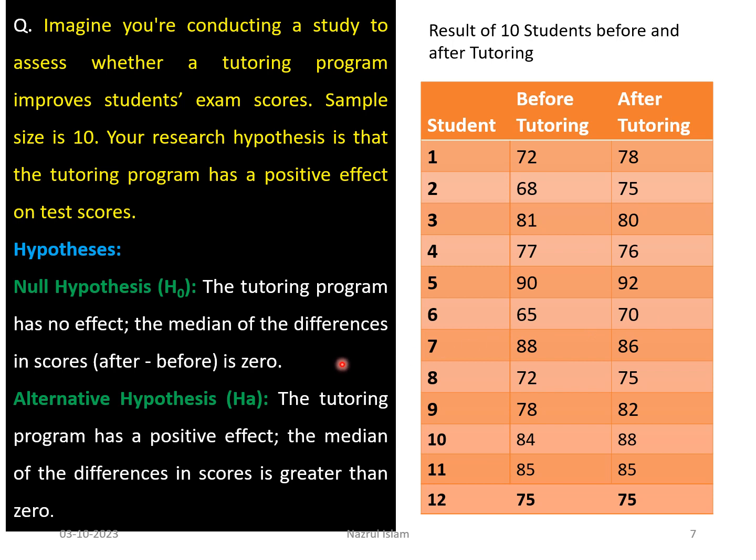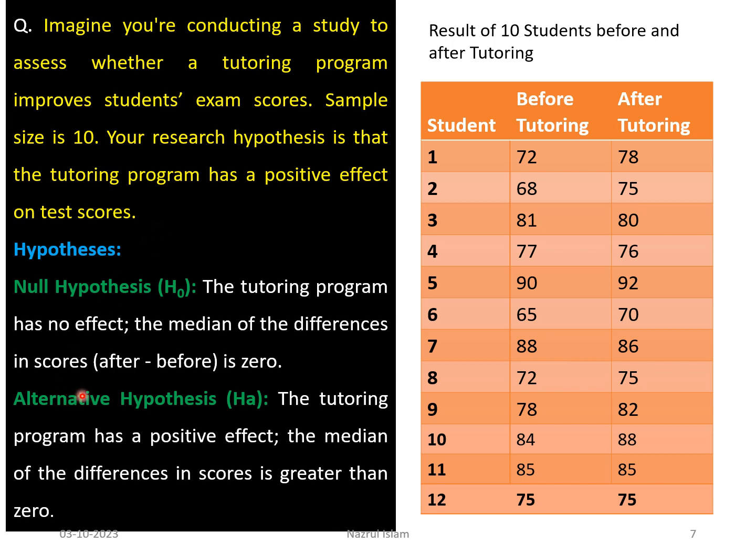We will discuss the Wilcoxon signed rank test with hypothetical data. The question is, imagine you are conducting a study to assess whether a tutoring program improves students' examination scores. Sample size is 10. Your research hypothesis is that the tutoring program has a positive effect on test scores.